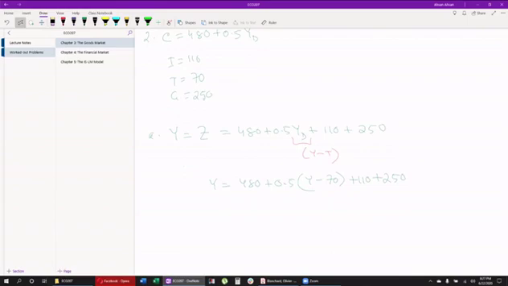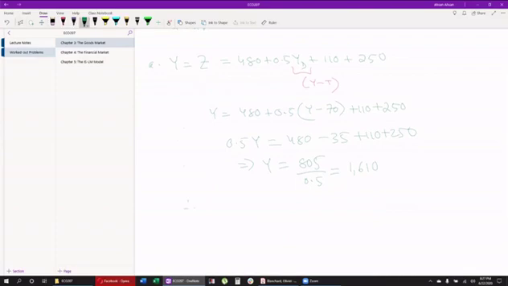What you get is 0.5 Y equals 480 minus 35 plus 110 plus 250. So it boils down to Y equals 805 divided by 0.5, which equals 1610. So therefore, what we know is that at the equilibrium point, Y is 1610, and that's part A done.